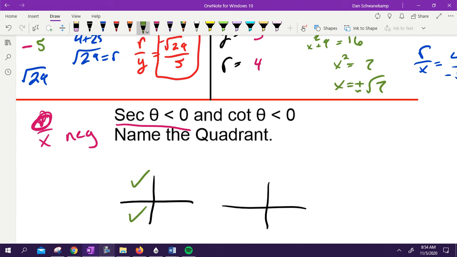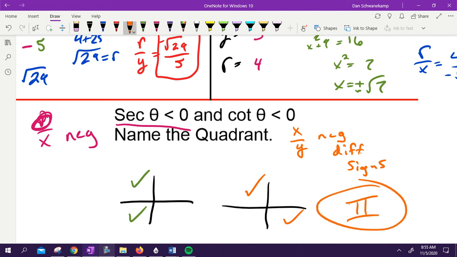Good. Then we're doing cotangent is less than 0. Megan, see if cotangent is less than 0. What's that tell me? X over y, and they're negative, so it has to be different signs. Which two quadrants are x and y different signs? 2 and 4. They're both positive there. They're both negative there, so it's got to be 2 and 4. Which one do they match? 2. Questions on that one? Wonderful.